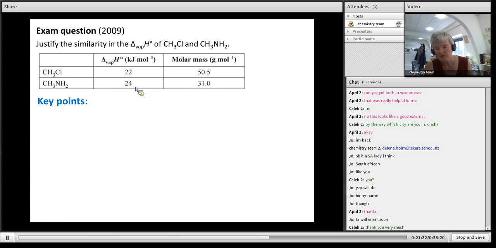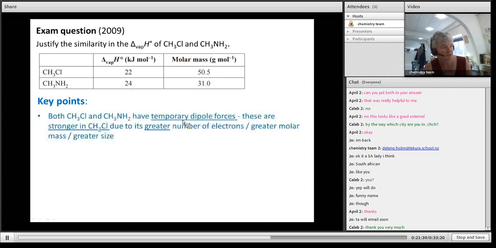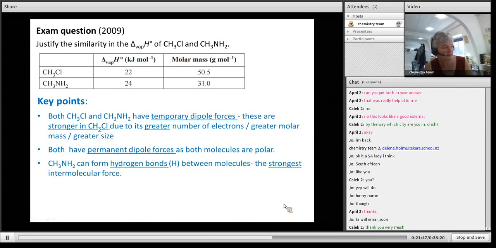Also mention, of course, that they've got permanent dipole forces of attraction because both of these are polar molecules. So remember, we talk about that. So there, I've made that statement. Molecules are polar, permanent dipole forces, and then all the bits that I have already discussed.